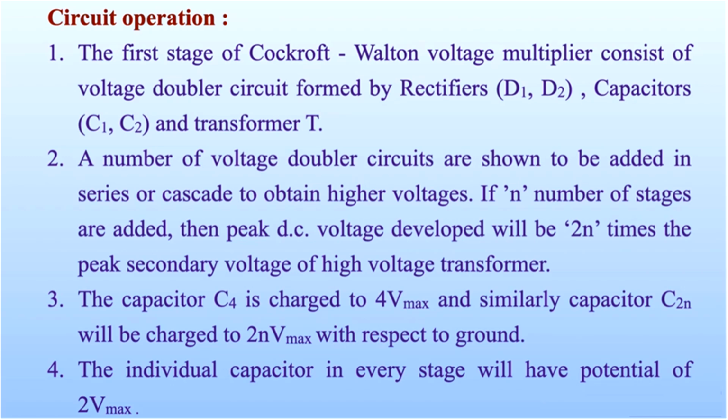And similarly, a number of voltage doubler circuits are shown to be added in series or cascade to obtain higher voltages. If n number of stages are added, then the peak DC voltage developed will be 2n times the peak secondary voltage of the high voltage transformer. Similarly, capacitor C4 is charged to 4V max, and capacitor C2n will be charged up to 2n V max with respect to ground.